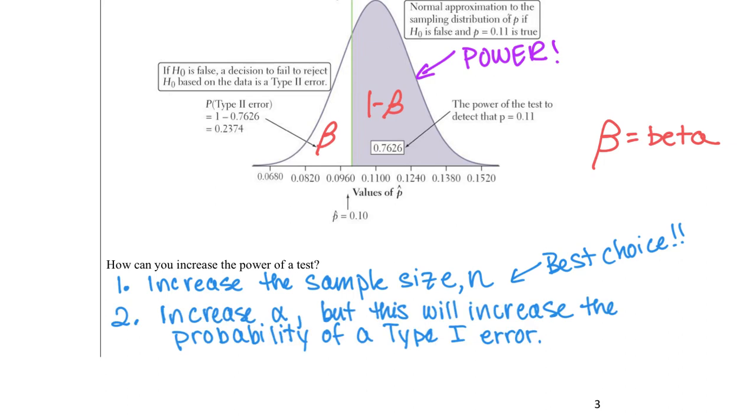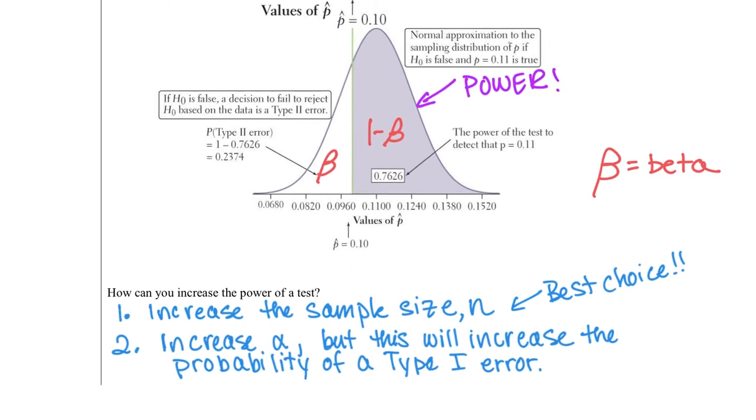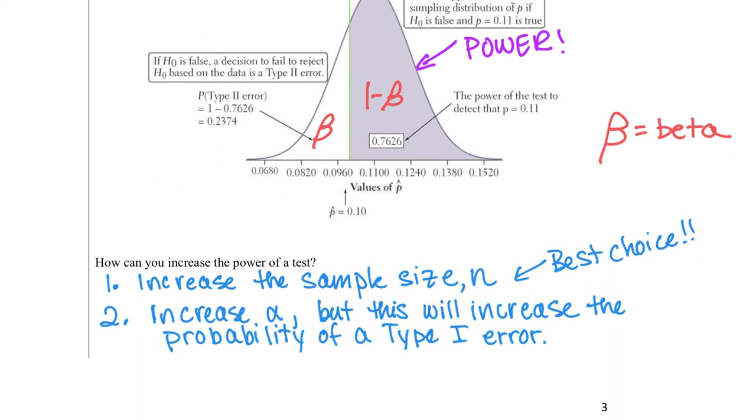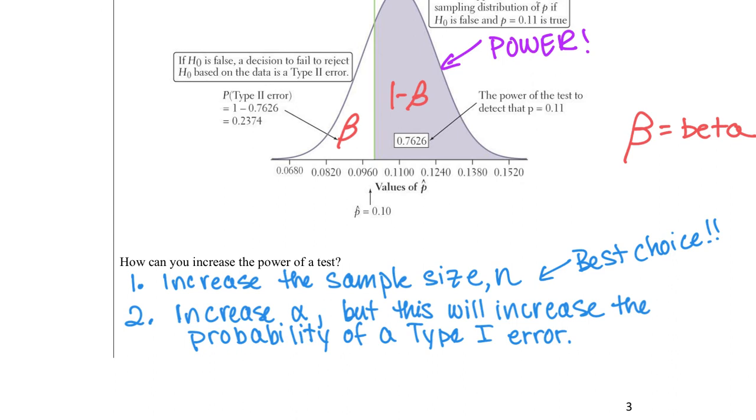The second way you can increase your power is by increasing alpha. So let me just bring up our graphs again. So we can see if I push this line further over here, that would also push it down here, and it would increase our power. The only thing that this is not helpful with is it's going to also increase the probability of a type 2 error, or excuse me, type 1 error, since the type 1 error is alpha. That is the probability.